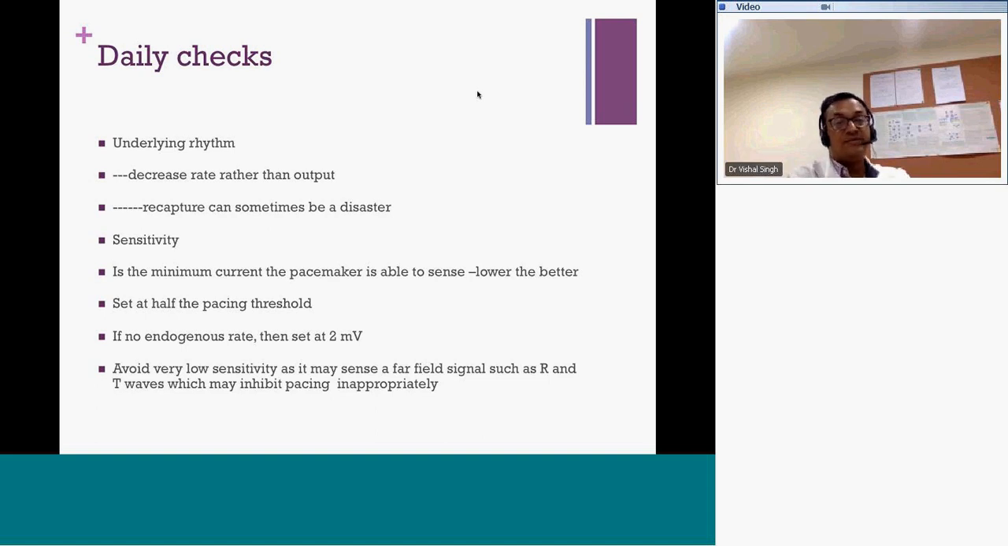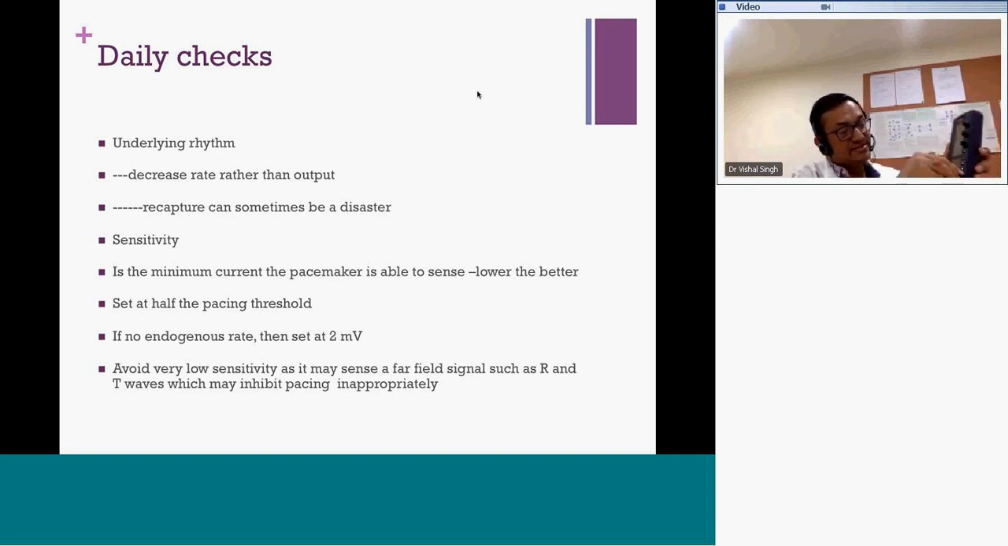Now to the other thing, which is sensitivity. Sensitivity is the thing which we see out here. The lower the sensitivity value, the better it is. That means the pacing wire is in the proper position. Normally, the sensitivity is set at half the pacing threshold.